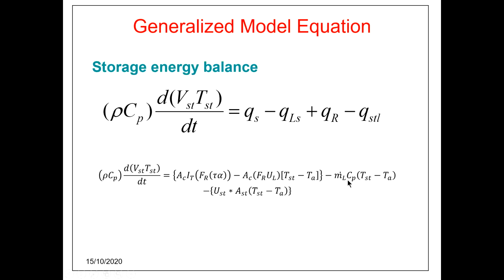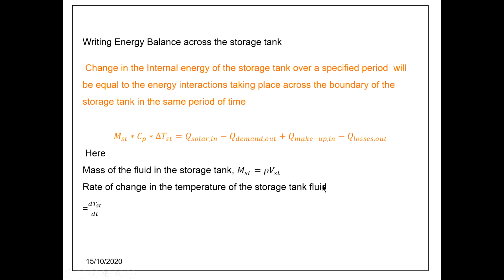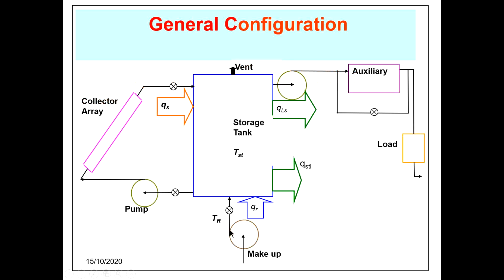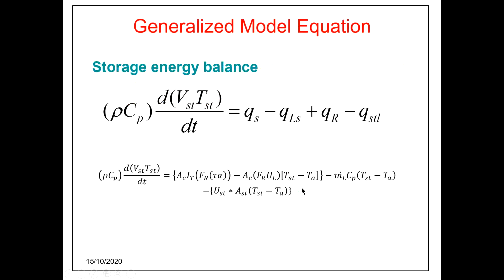Now this is the load made. If you see the schematic diagram here, makeup water is entering the storage tank at the atmospheric temperature, and the water which is leaving the storage tank is at Tst. So Tst minus Ta is the load made at a certain mass flow rate. So the load made by the storage tank is written here as m dot L, the mass flow rate of the pump which is pumping towards the load, times Cp times (Tst minus Ta).